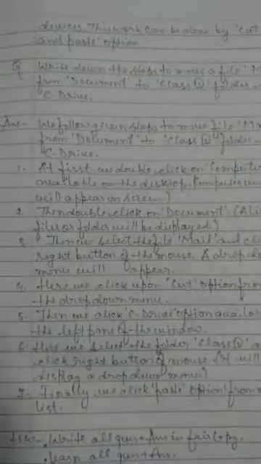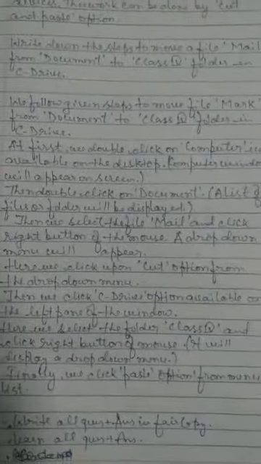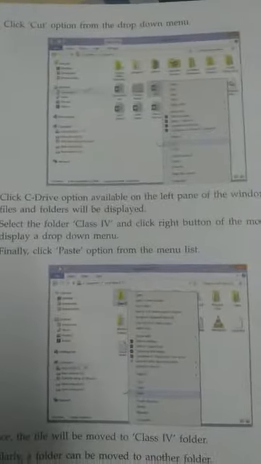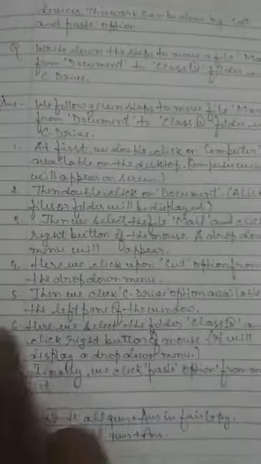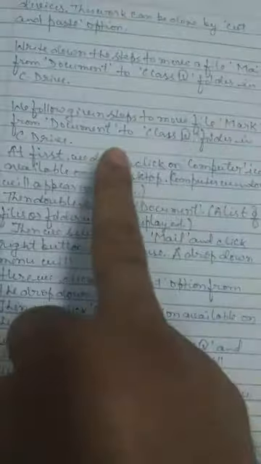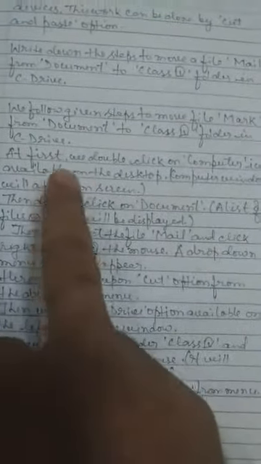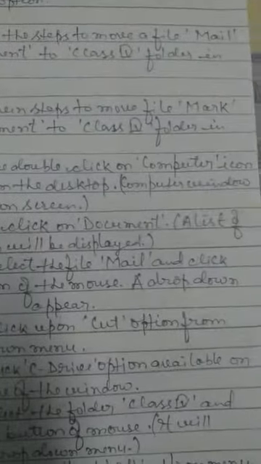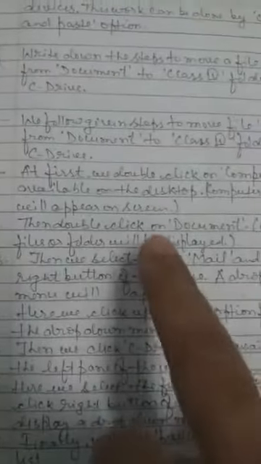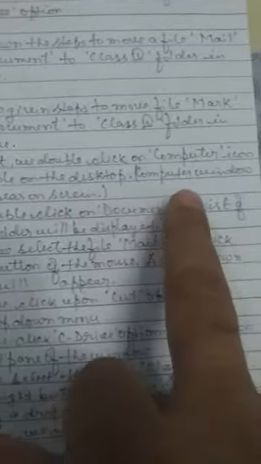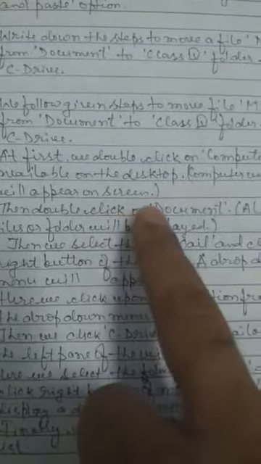As you know, whatever work you do to move or save a file, that work starts from the computer screen. I will show you, the picture is also there in your book, how to do this work. So first of all, to move a file mail from the document folder to the class 4 folder in C drive, we have to double click on the computer icon which is available on the desktop. Then the computer window will appear on the screen.